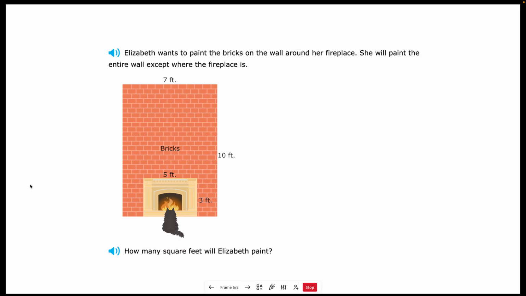All right, last problem here. It says Elizabeth wants to paint the bricks on the wall around her fireplace. She will paint the entire wall except where the fireplace is. How many square feet will Elizabeth paint?